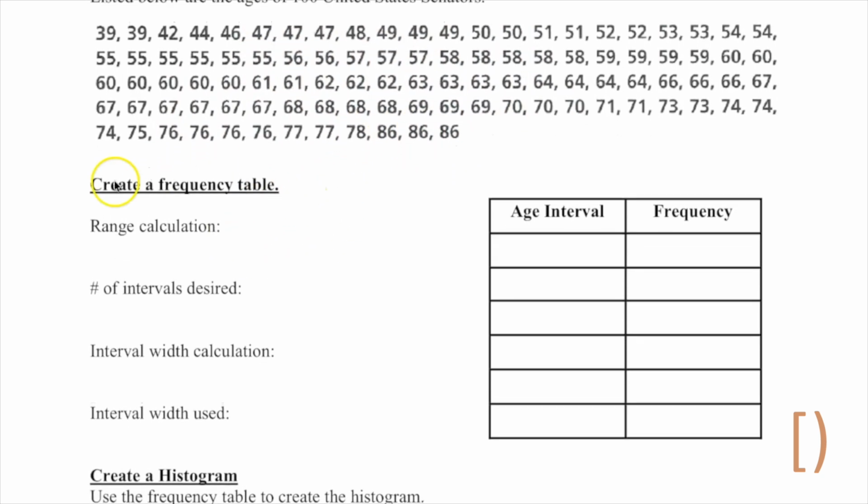So how do we figure out a range calculation? That part's easy. Remember, the range is always just the max minus the min. In this case, our max is 86, it's in order, and our min is 39.